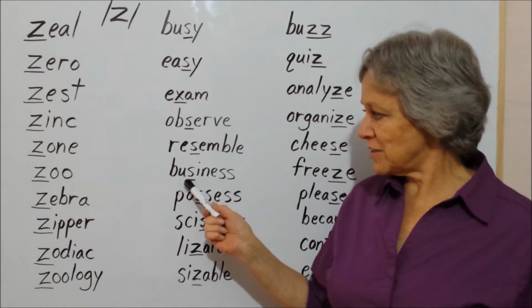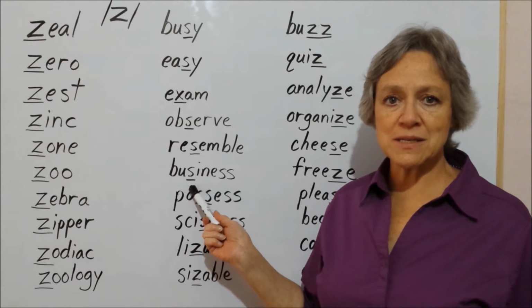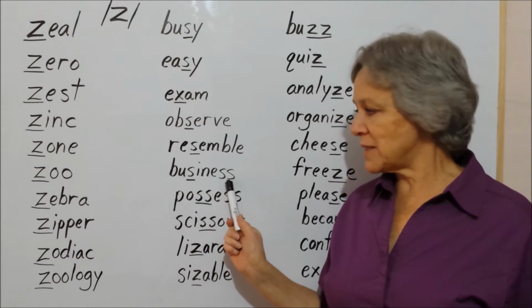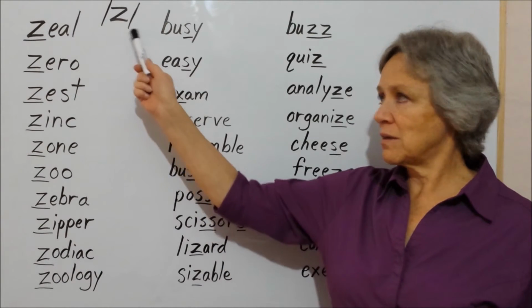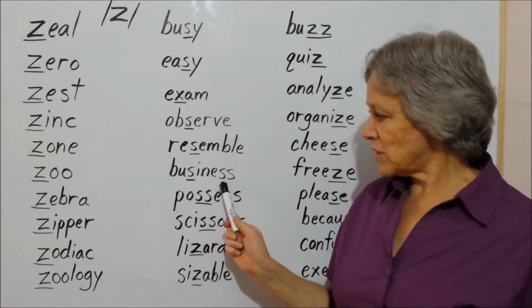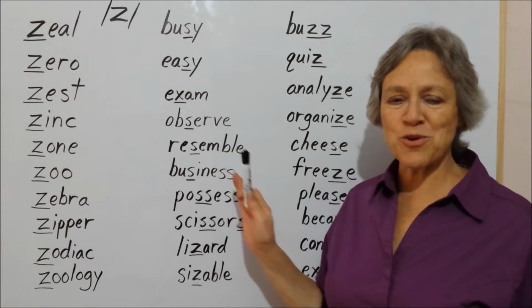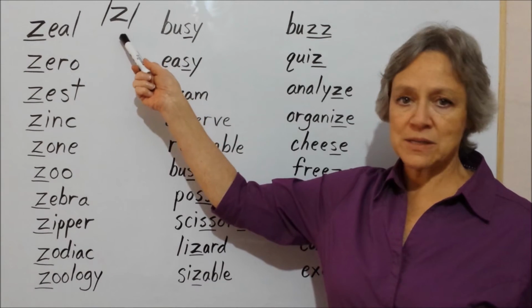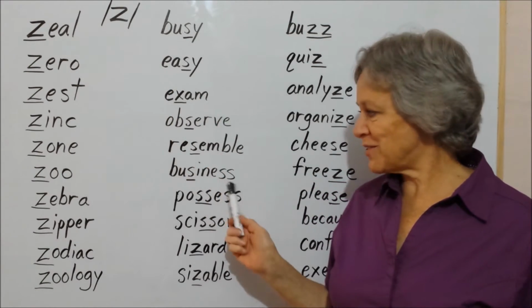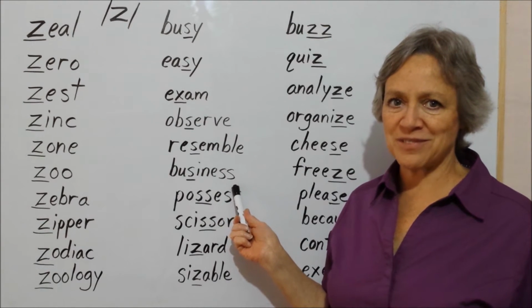Again, the letter S, this one, business. This first S makes the z sound, but the double S at the end makes the s sound, not the z sound. So that's why I have not underlined these S's. In the whole board, I have underlined the letters that make the z sound. So if some letters are not underlined, that means that they do not make that sound. Okay?